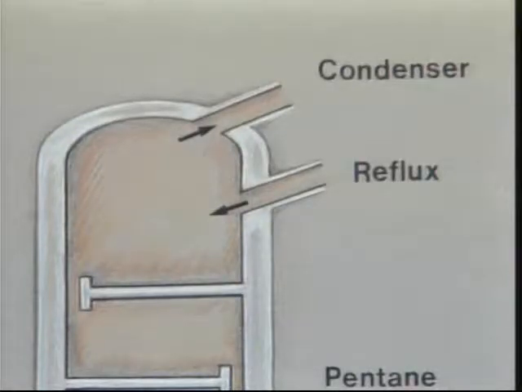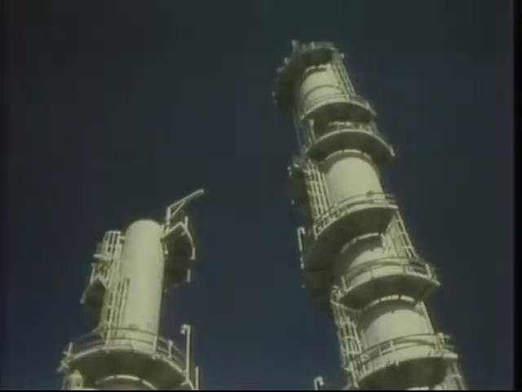Part of the liquid condensed at the top of the column, called the reflux, is pumped back into the top of the column and runs down from plate to plate to maintain the equilibrium in the column. The use of reflux and a column with plates distinguishes fractional distillation from simple distillation.